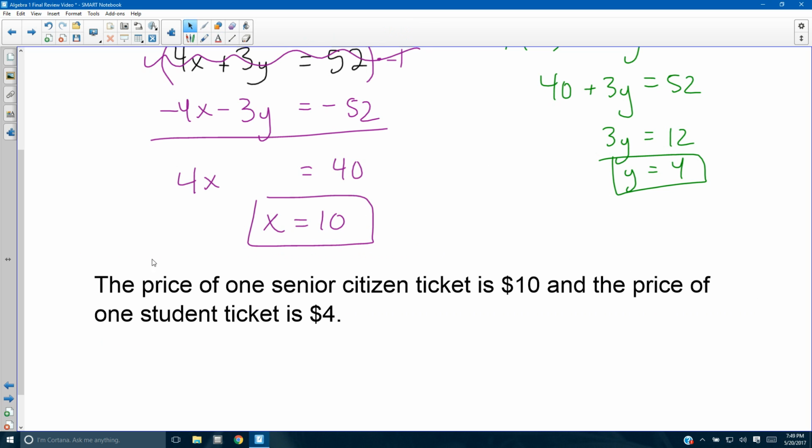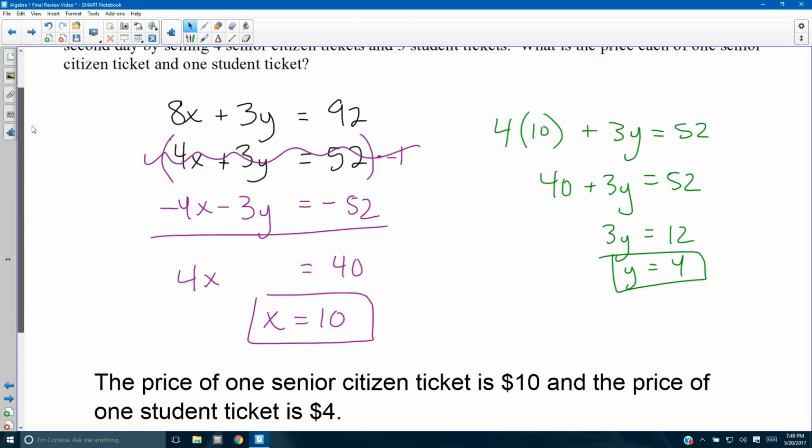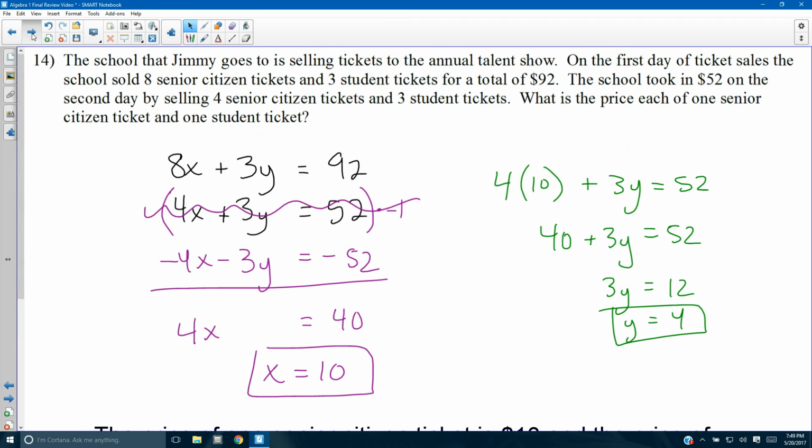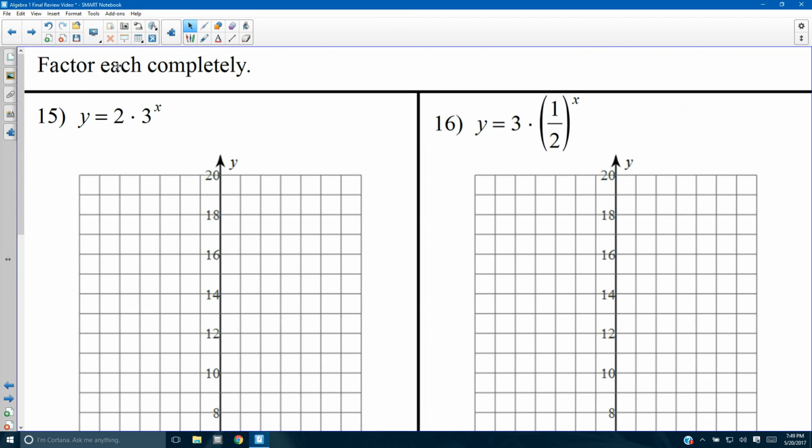I think these are the only word problems in this whole packet. So they're in and out of the way early, but we've done a lot of system solving. A lot of system solving. Now we're, oh, this shouldn't say factor each completely. This should say sketch the graphs. Sorry about that. Sketch each graph. My mistake. Now we're getting into exponential functions.